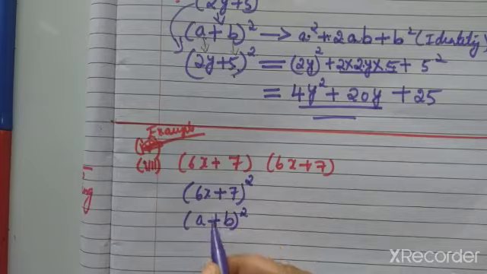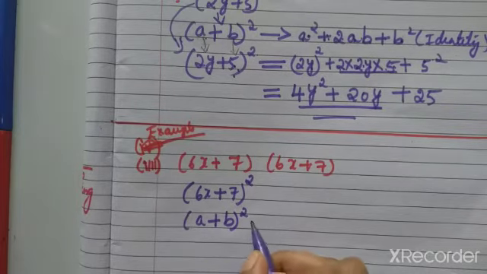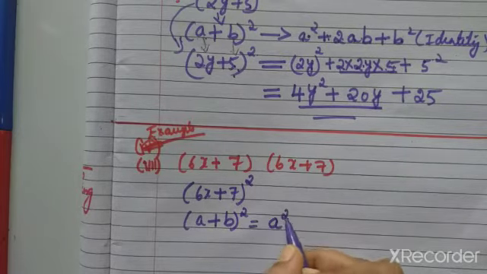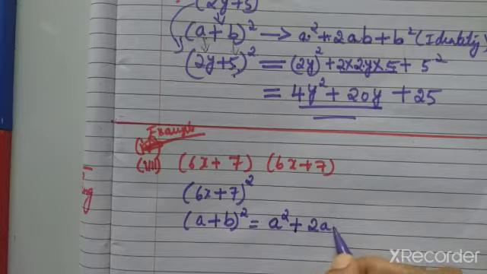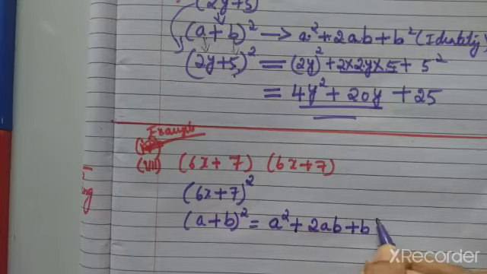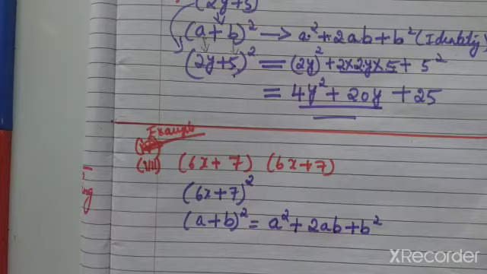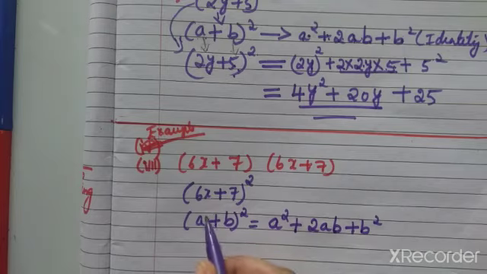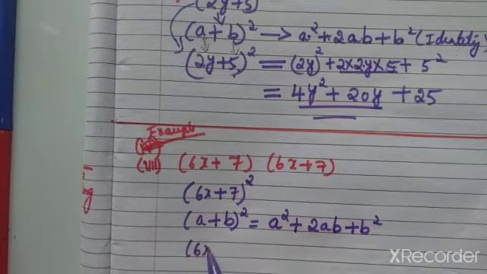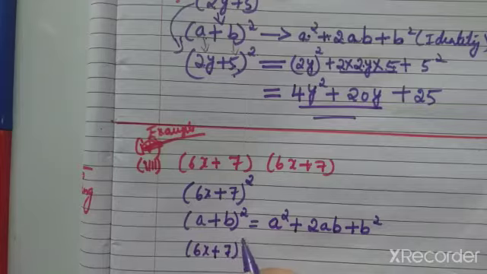If there is a minus symbol, we have to write a minus b whole square. What is our identity? A square plus 2ab plus b square is the formula for a plus b whole square. And a minus b whole square is a square minus 2ab plus b square, which you learned in 7th standard, children. Now the same formula we have to apply here. Which one? 6x plus 7 whole square.